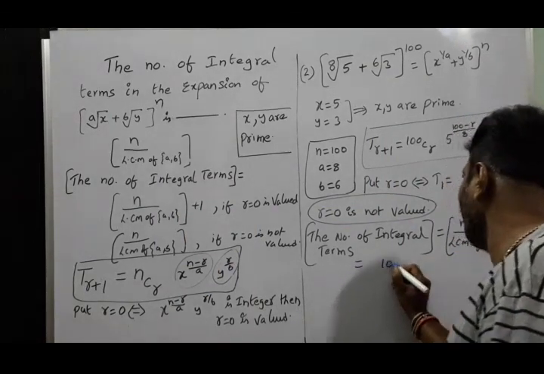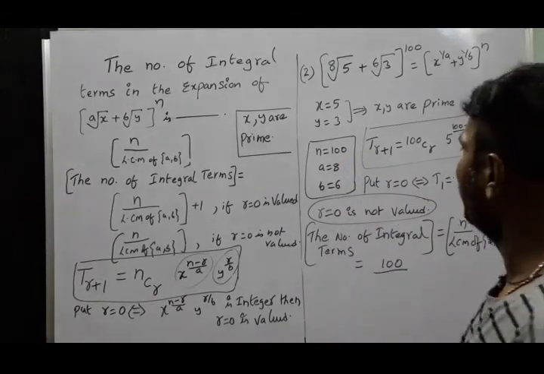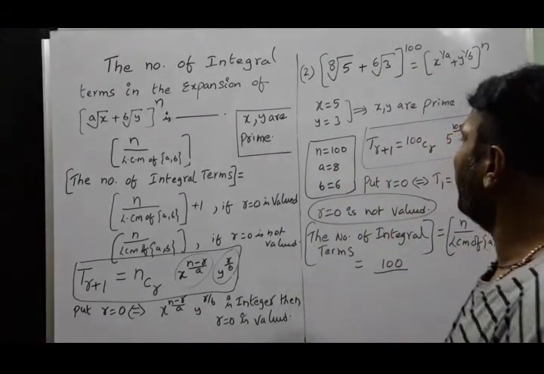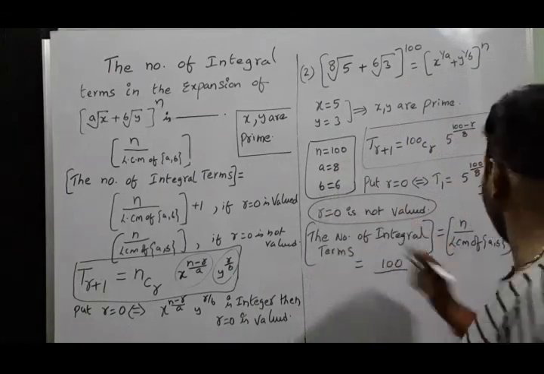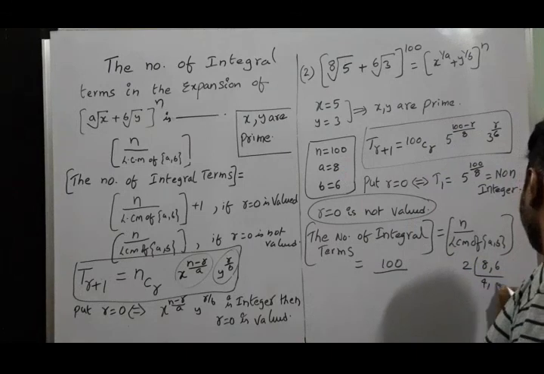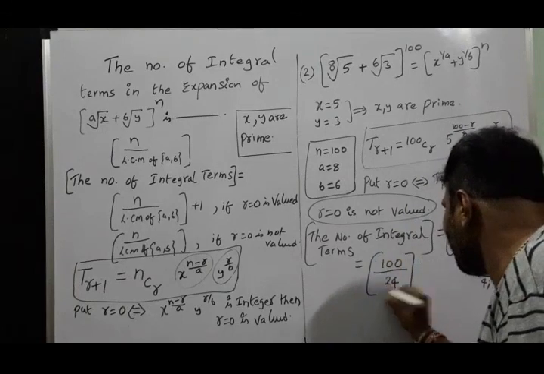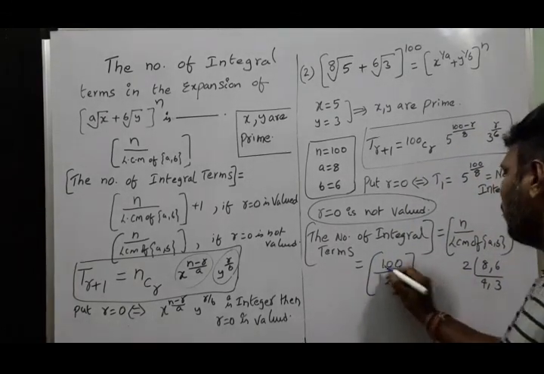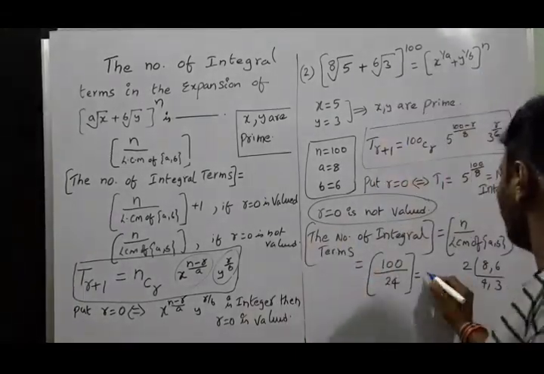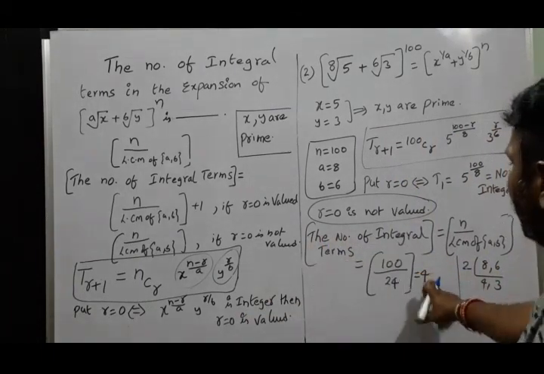So n is equal to 100, a is 8, b is 6. Now tell me, what is the LCM of 8 comma 6? All of you know how to find the LCM of 8 comma 6. LCM is 24. Then the step of 100 by 24 is 4 point something. Take the step function, you will get 4. So the number of integral terms is 4.